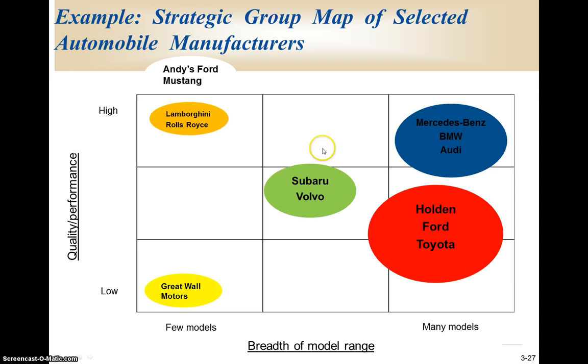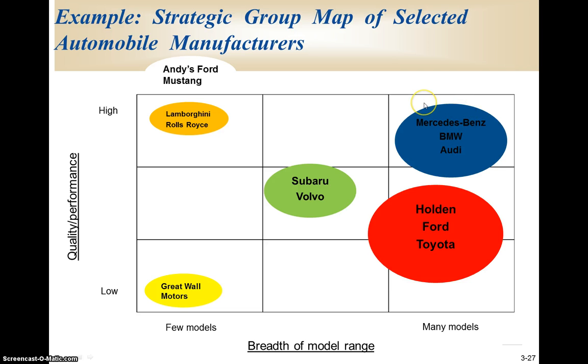In the middle of our map here, we can see Subaru and Volvo as representative of that sort of mid-range of the industry, where they have a few models, certainly not heaps, but they've got more than the Great Wall, for example, and they're probably a bit above companies like Holden, Ford and Toyota in terms of the perceived quality and performance of their vehicles.